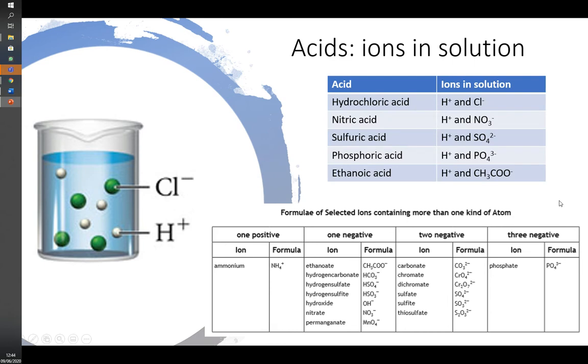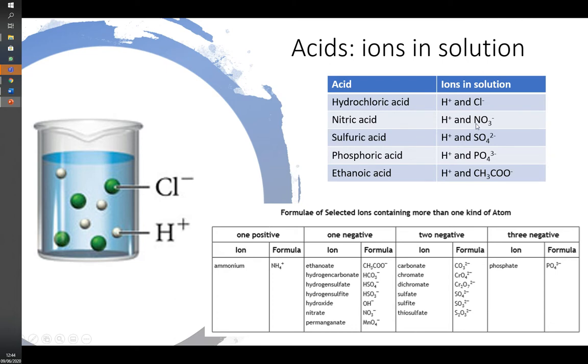If we look at the names and what ions are in solution in various acids, you'll notice first of all that all acids contain hydrogen ions in solution. That's what makes the solutions acidic. And as well as the hydrogen ions, there are various other ions depending on what the acid is. The name of the acid will give you a clue as to what the other ions are as well as hydrogen ions. So in hydrochloric acid, it's got chloride ions.